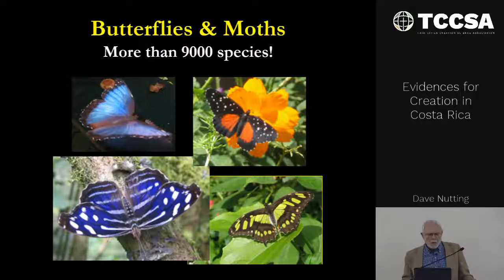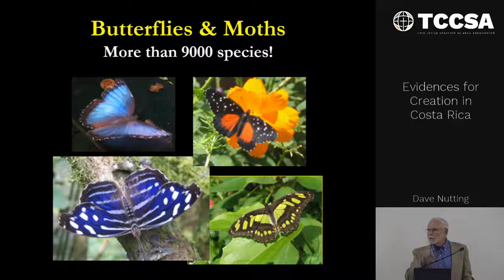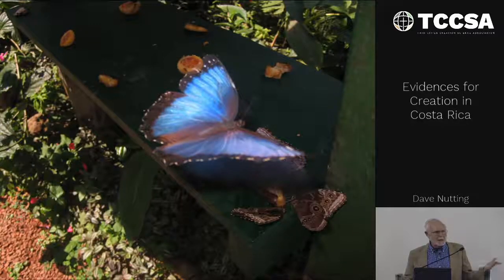There are more than 9,000 species of butterflies and moths. Now, it's interesting that almost 20% of the world's species of butterflies are found in Costa Rica. That's a lot, isn't it? A lot of them. And in fact, in South America, you've got close to 90% of all of the Central American butterflies are found in Costa Rica. All right? And so that's amazing.